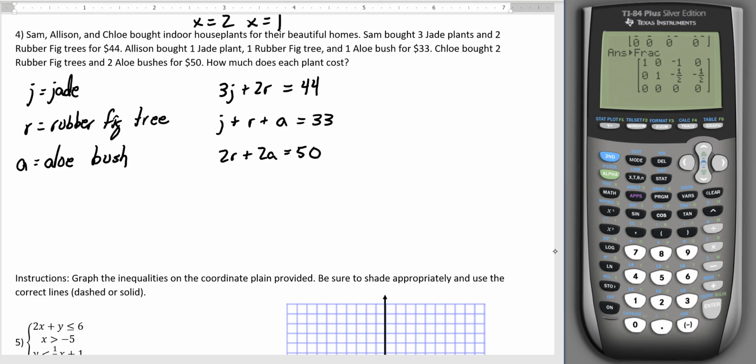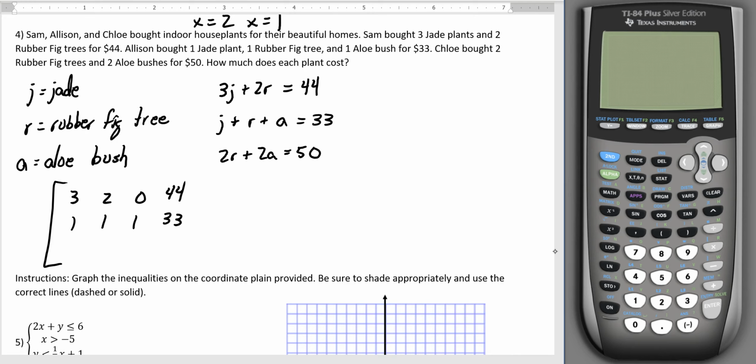Alright, so from here I need to create a matrix. So let's do that. So 3, 2, 0, and 44 for my first equation. 1, 1, 1, and 33. Now notice this one doesn't have a jade, but it has 2 of the others and 50. There we go. And now we can solve this by RREF.